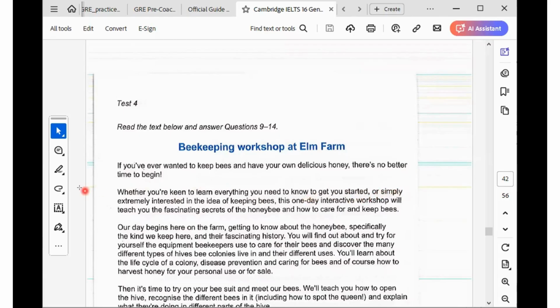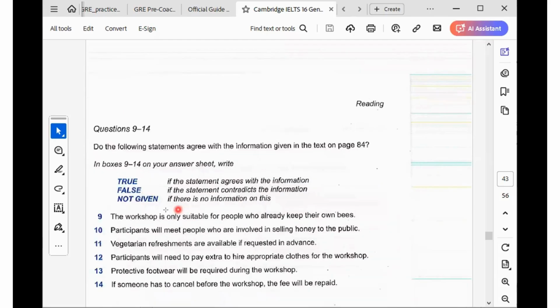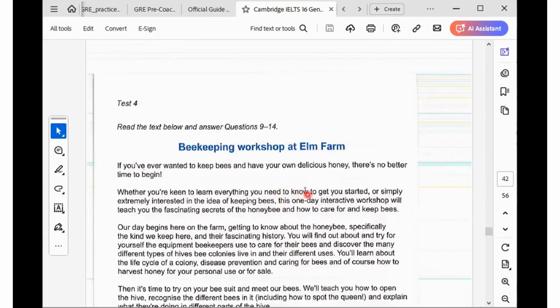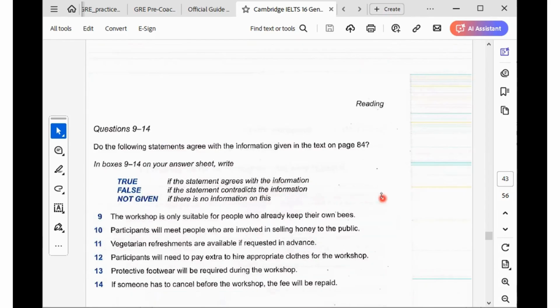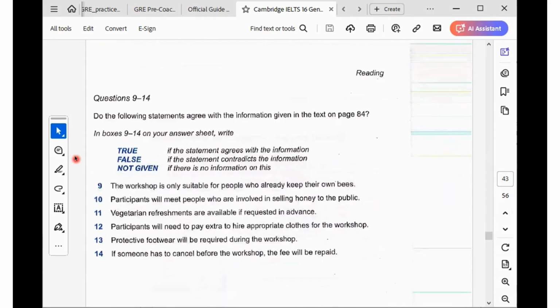Then, or simply extremely interested. If I'm extremely interested, that means I'm already into it. So number 9 is not true. It's false. The workshop is only for people who already keep bees? No. It's also for people who don't keep bees yet. The passage tells us clearly that it is for people who are about to get started. Everything you need to know to get started. That means you are not yet into it. You are not yet keeping your own bees. So number 9 is going to be false. Number 9 contradicts the information in the passage.